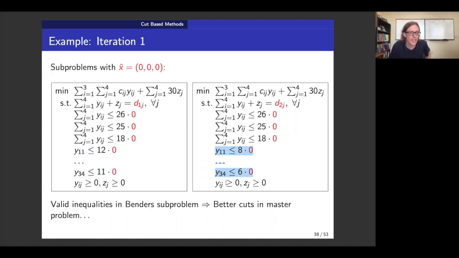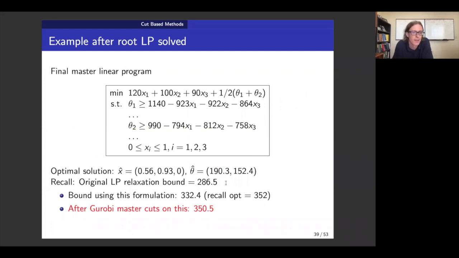That changes the dual solution that I get, and it changes the Benders cut that I'm able to add to the master problem. It's not obvious to see here, but it turns out that those Benders cuts become stronger and lead to a better LP relaxation. Remember, when I solved the original LP relaxation, I got a value of 286.5 in this example. With this new formulation, which just adds these very simple valid inequalities to my Benders subproblem, my bound improved to 332. That's already a big improvement. Remember, the optimal is 352.